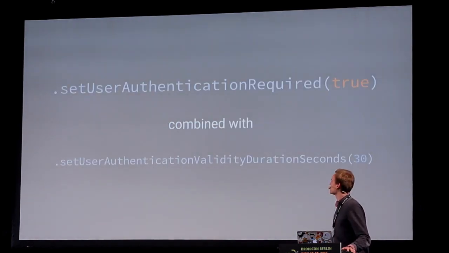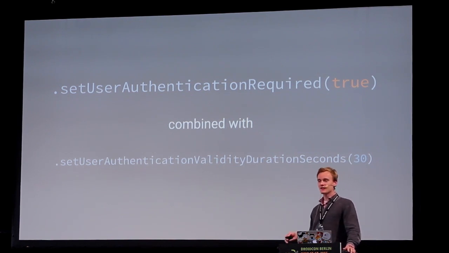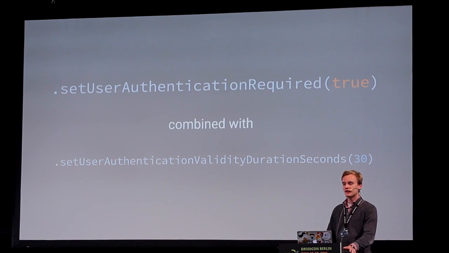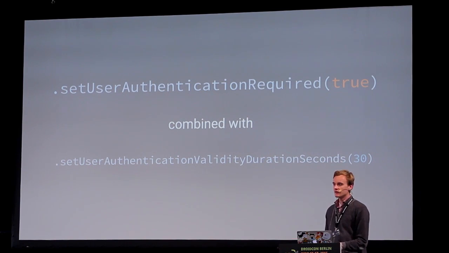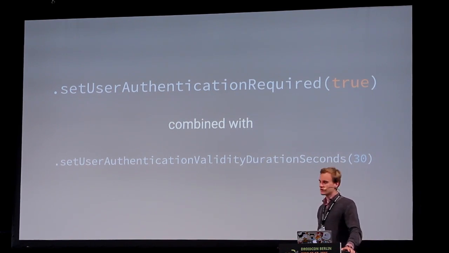So with these two methods, if you use them on the builder I just showed you, you can just set user authentication required and set user authentication validity duration seconds to something. So if you say, let's say, 15 seconds or 30 seconds, within this time span you can get the key material which is created in the keystore without authenticating again. And that's pretty cool. I'll show you how it works.